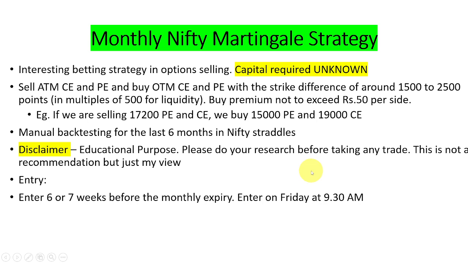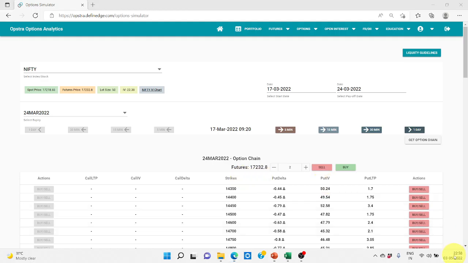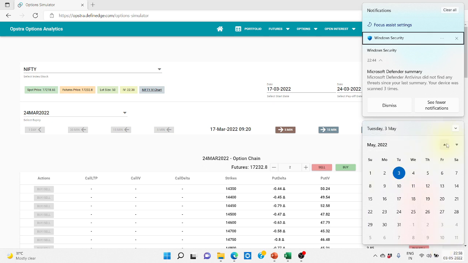Let's get into the core of the strategy. For entry, we are entering 6 or 7 weeks before the monthly expiry, on Friday at 9:30 a.m. I'll just explain what I'm trying to say here. Suppose you are trying to do it for the month of April. The April month expiry will be on 28th. So we can enter 6 weeks before or 7 weeks before.